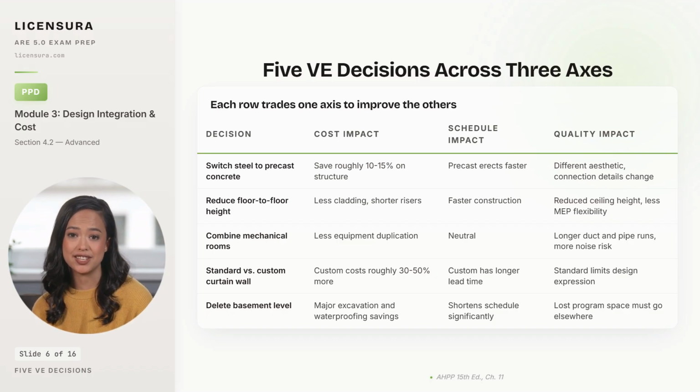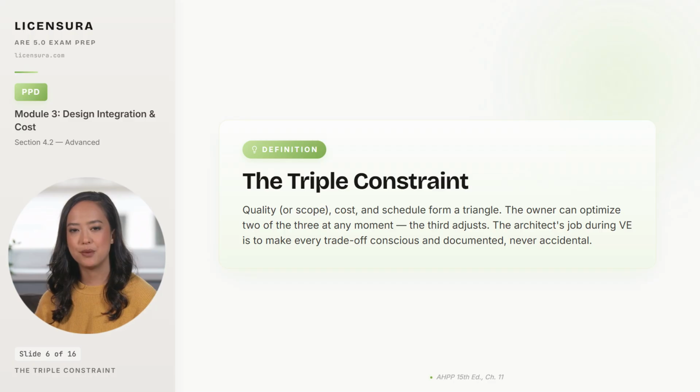The triple constraint is a definition you should be able to recite because owners need to hear it from you. The triple constraint is the project management definition every architect should be able to articulate to an owner. Quality, cost, and schedule form a triangle. The owner can choose to optimize any 2 of the 3 at a given moment, but the third axis will adjust to accommodate. Fast and cheap usually means lower quality. Fast and high quality usually means higher cost. Cheap and high quality usually means a slower schedule.